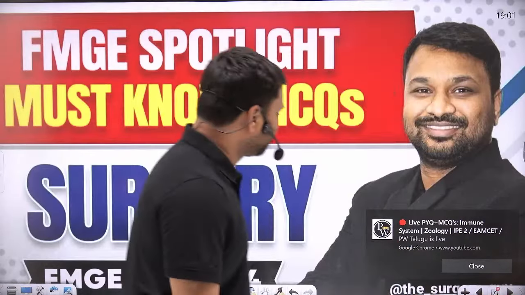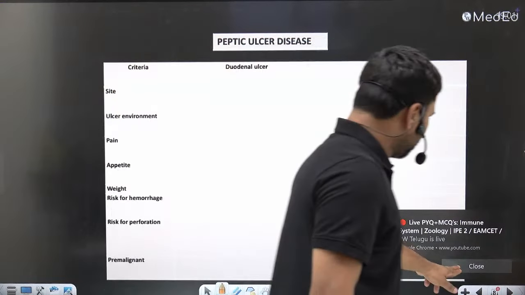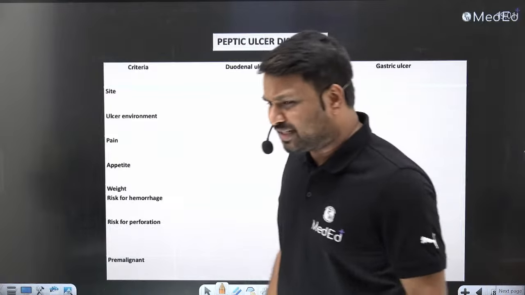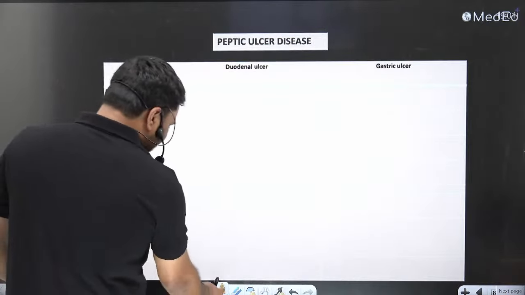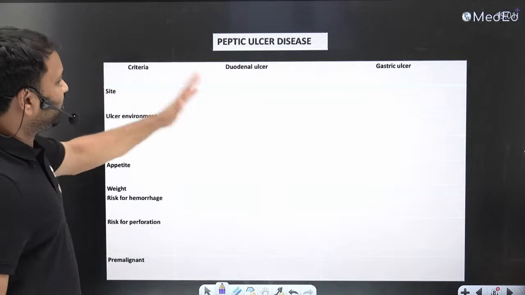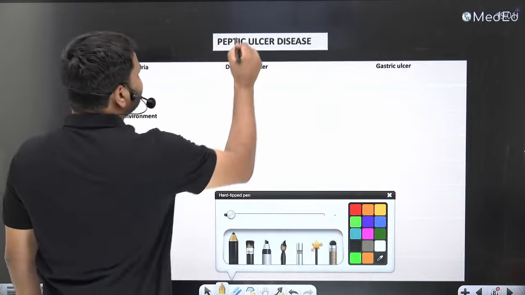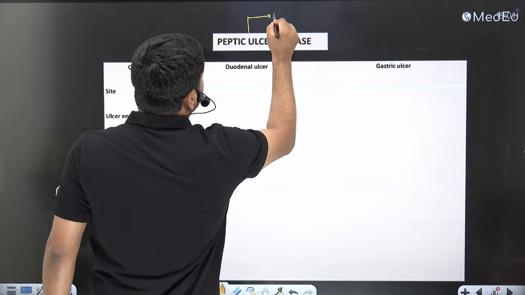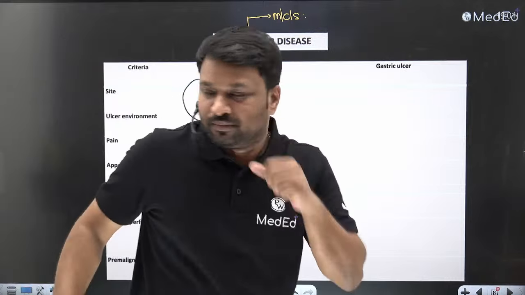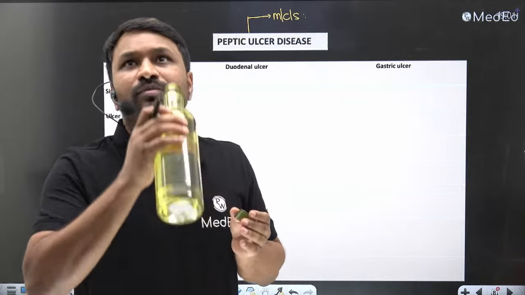Let's move to the next slide. Now, one of the most repeatedly asked exam questions: peptic ulcer disease. Let's bring it on. Right? Now, in peptic ulcer disease, you have two components. But before we move on, usual questions to confuse you. Most common site for peptic ulcer disease. Answer. Quick feedback.